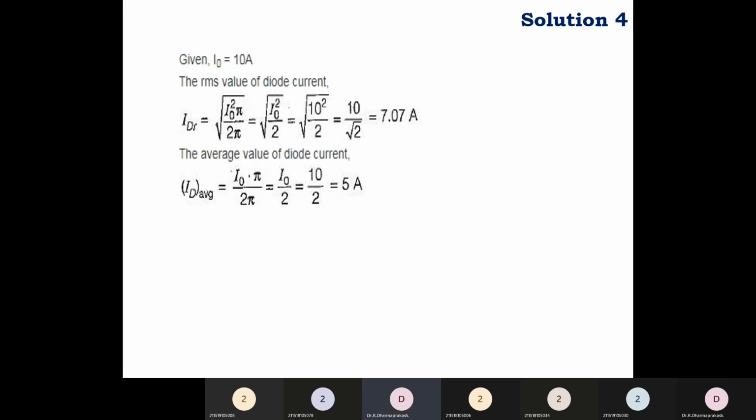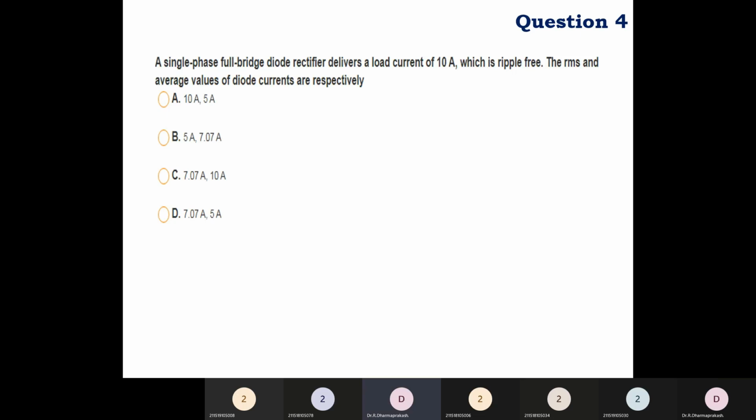Here, the given value I naught is equal to 10 amperes. The RMS value of the diode current, we know that it is equal to the square root of I naught square by 2, that means I naught by root 2. I naught is 10, divided by root 2, it will give 7.07 amperes. So the RMS diode current is 7.07 amperes. And the average value of the diode current, we know that it is I naught by 2, so it is 5 amperes. So the RMS value is 7.07 amperes and the average value is 5 amperes. So here the option D is the right one.